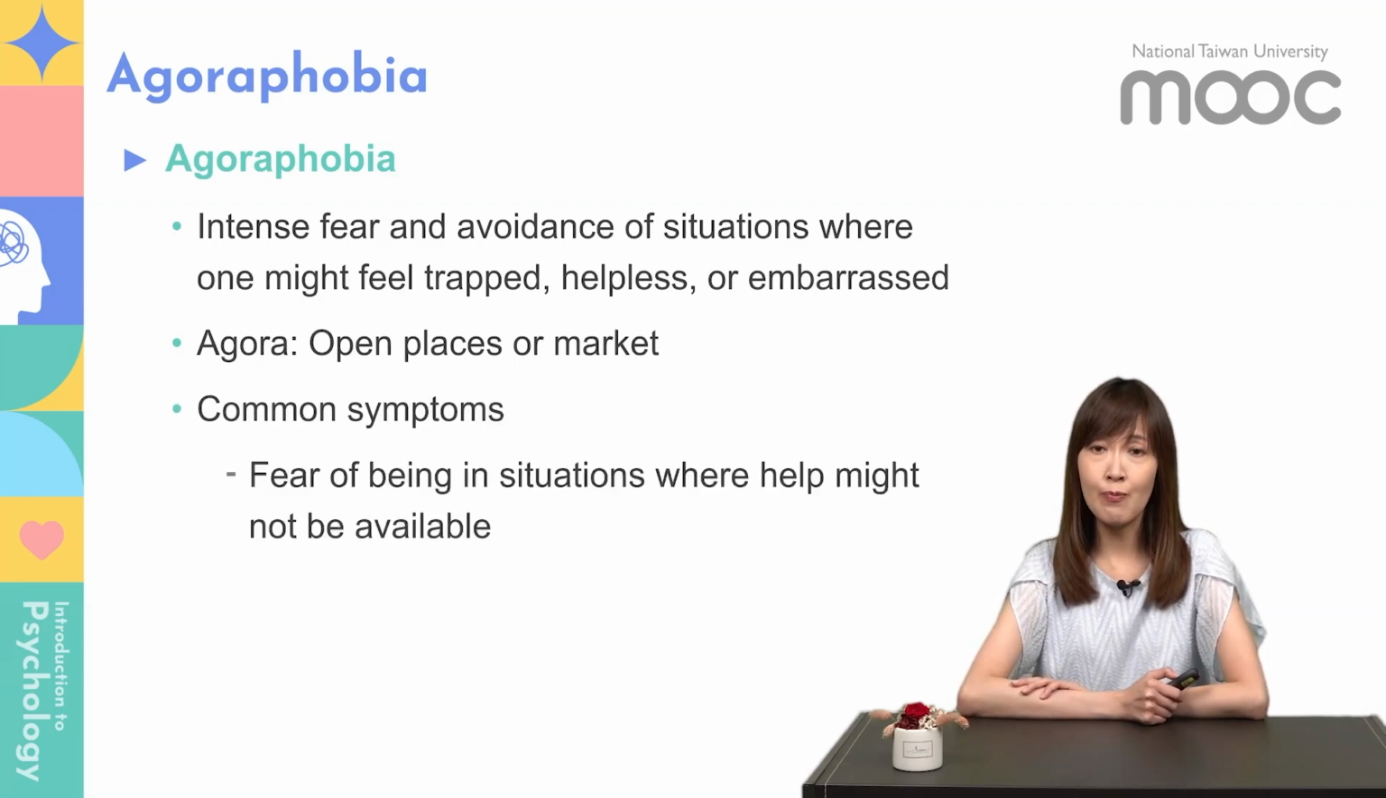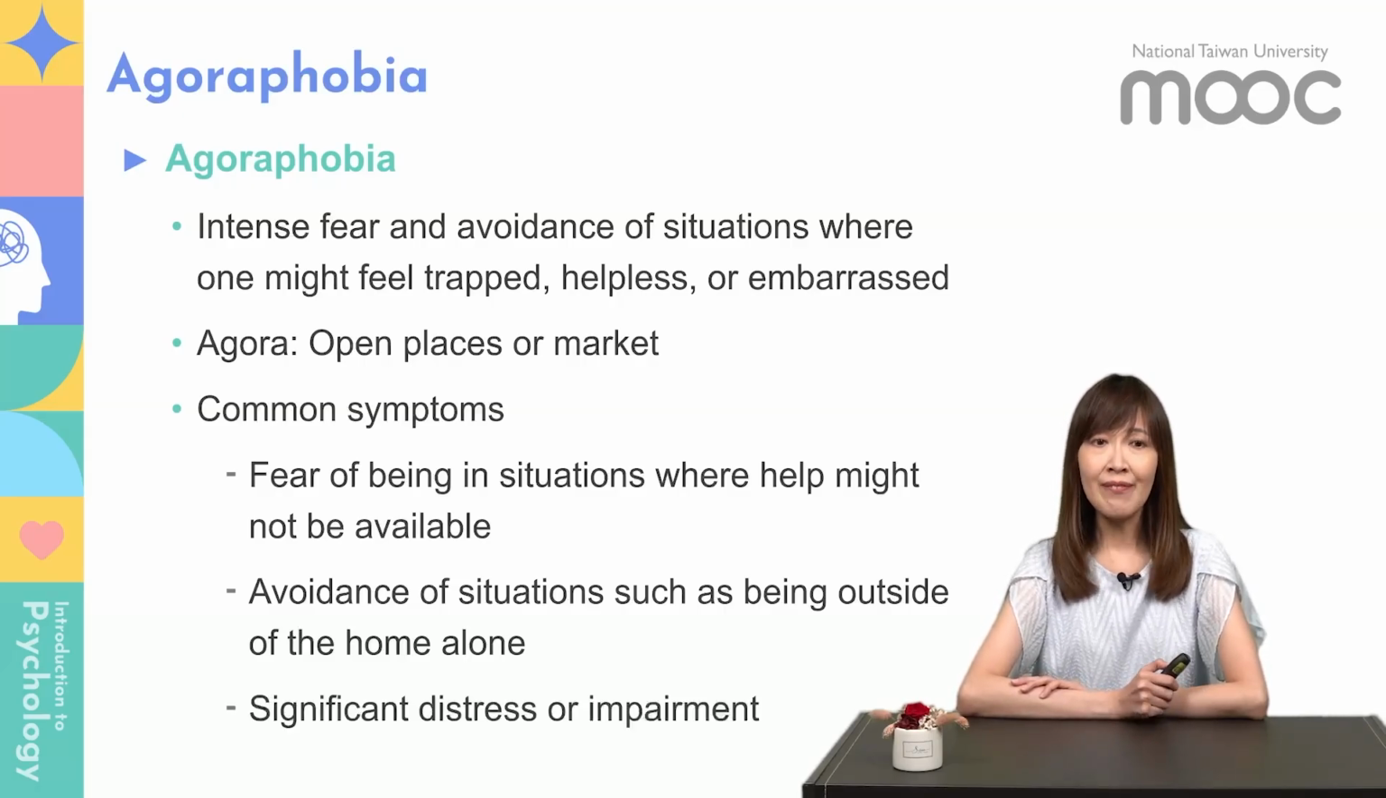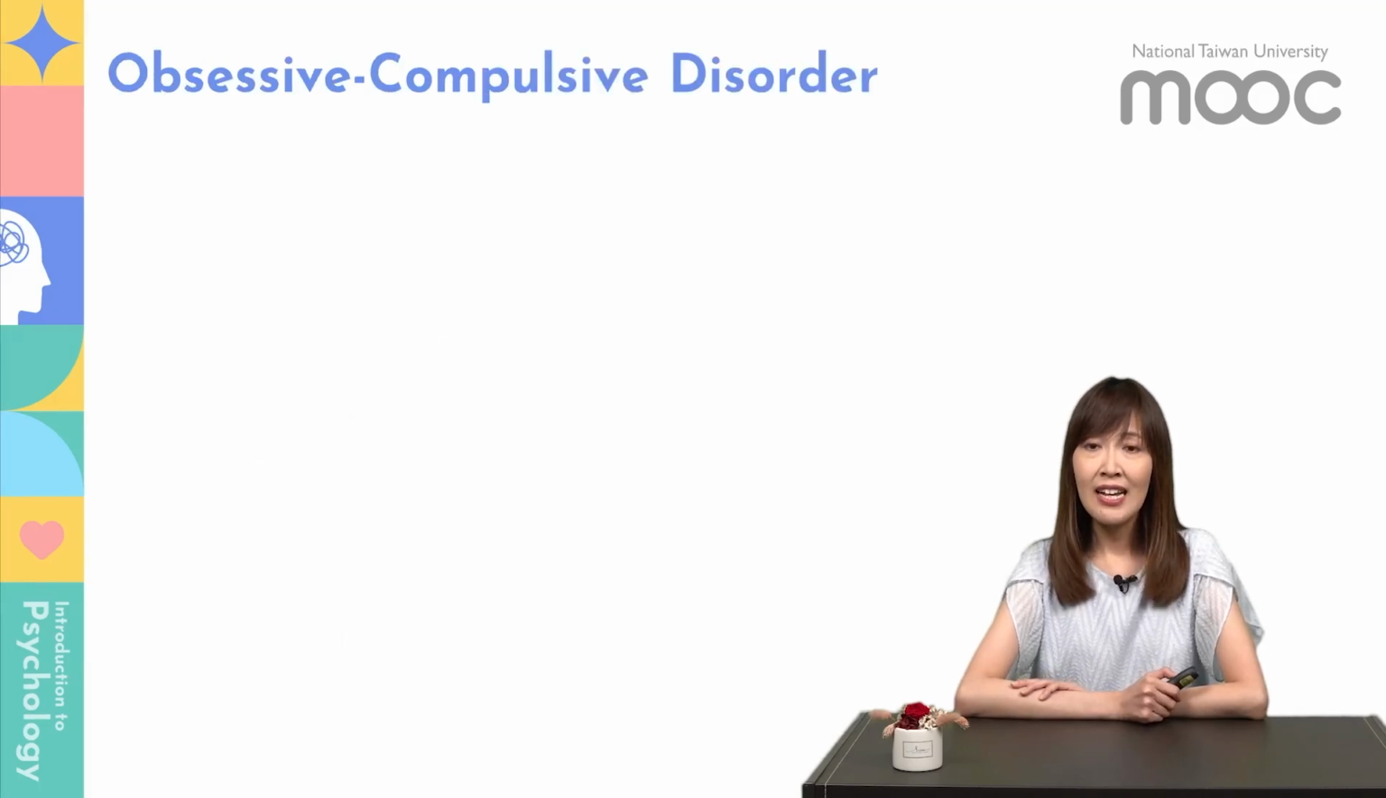Well, so they have some symptoms. They have the fear of being in a situation where help might not be available. So they might think that there will be no help, so they don't want to go out alone. So they might be like prisoners confined in their home. They don't want to go out alone. So that is agoraphobia. And these people usually experience distress and they may have some impairments in their daily functioning.